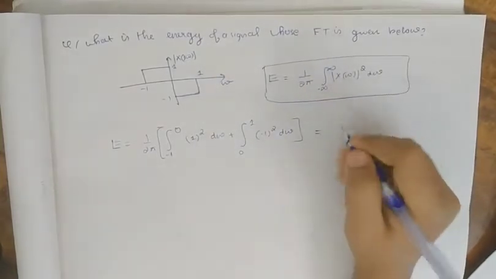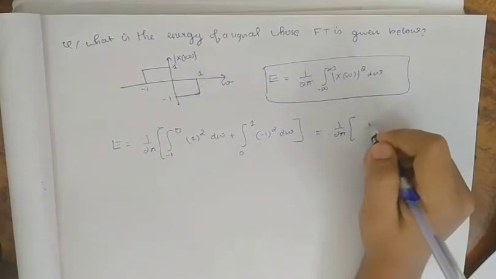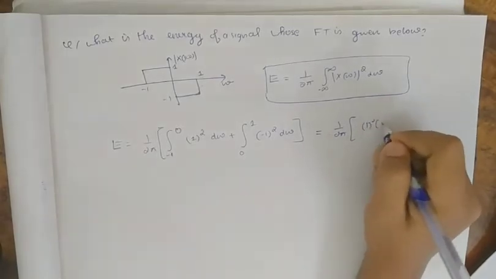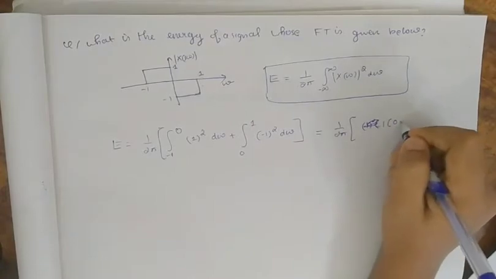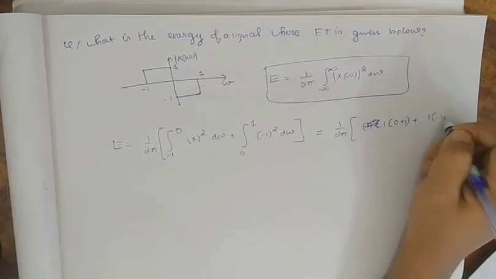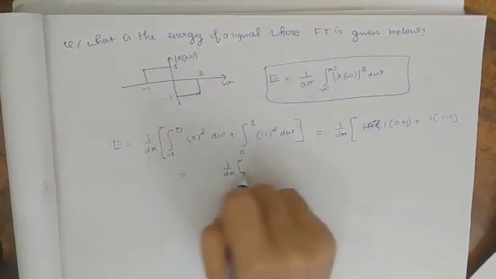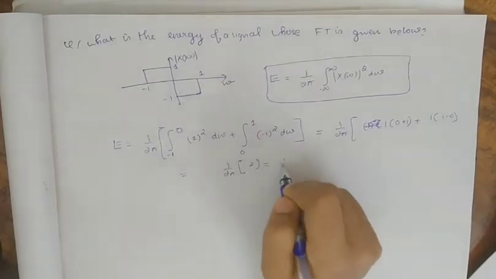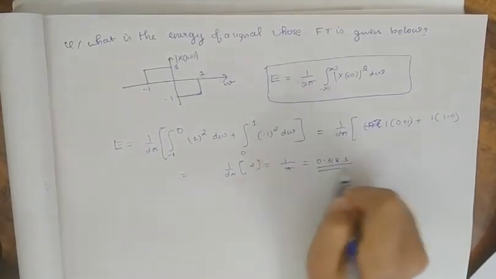Which is equal to 1 by 2 pi, 1 square into 1 into 0 plus 1 plus again 1 into 1 minus 0. So we'll get 1 by 2 pi into 2, or we'll get 1 by pi, which is equal to 0.3183. Okay, so this is the answer. Now let's do the next question.